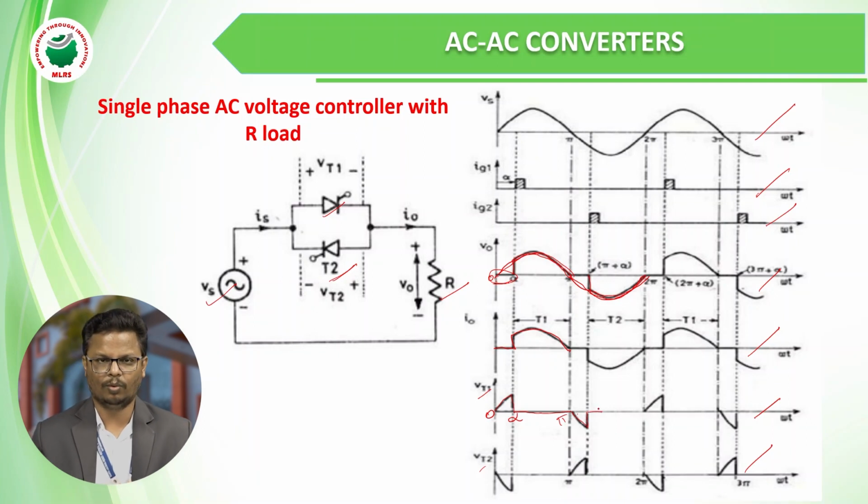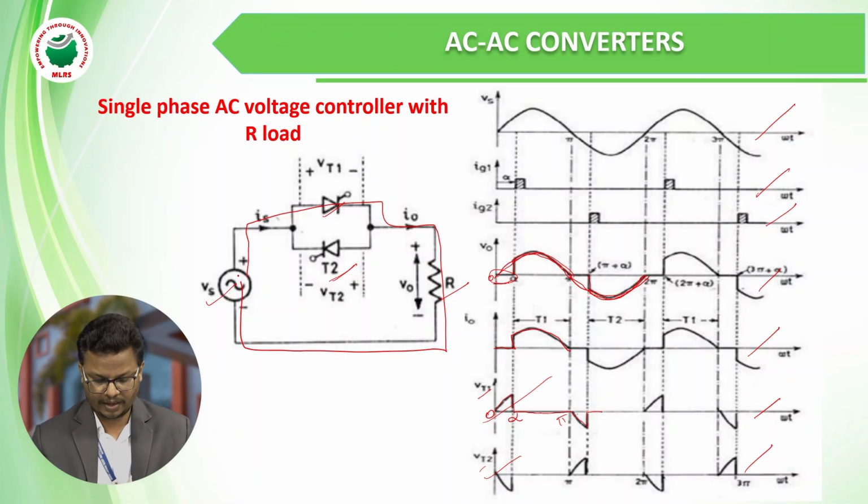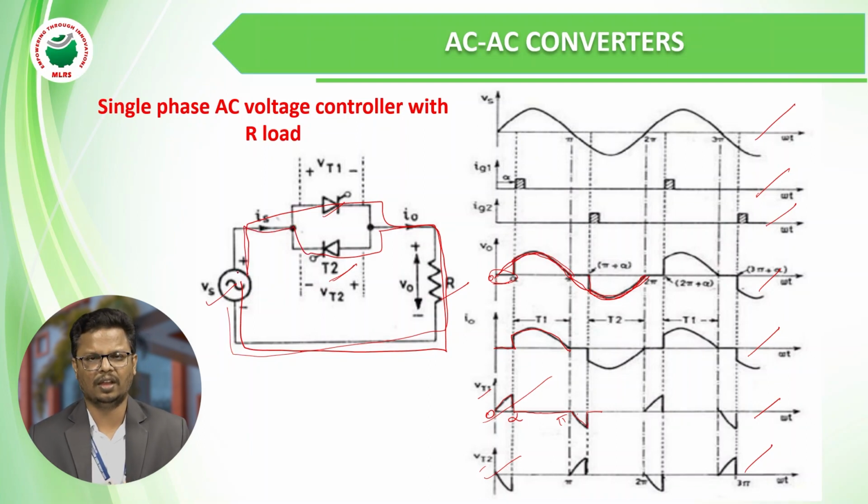Okay, so the voltage across VT1 we can observe, and the voltage across VT2. The current path for the first half cycle through VT1 is from the supply to T1, T1 to the load, and back to the supply. Next, for the negative cycle, it will start from minus Vs to the load to T2, and T2 back to the positive. So these are the current paths of the two thyristors.